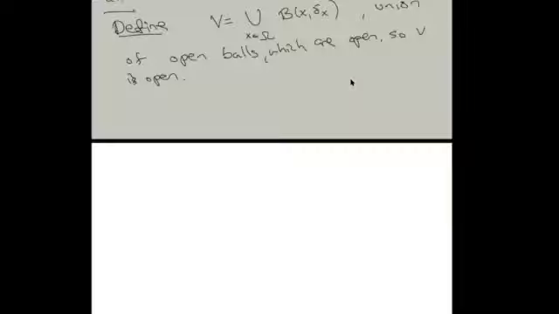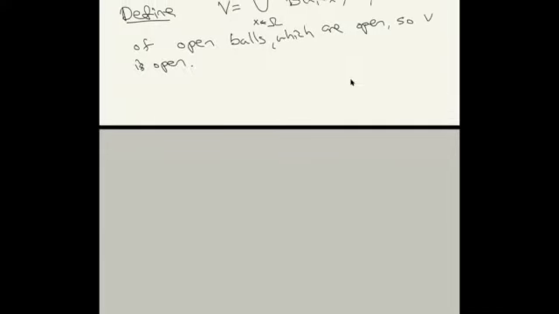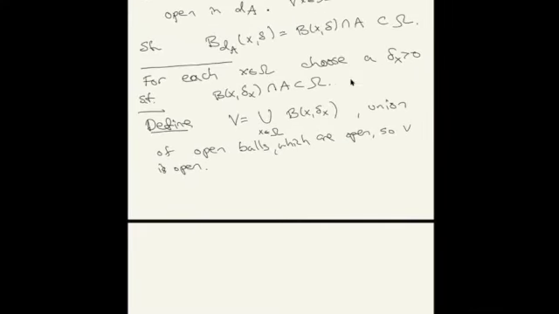So V is open. Now next, V intersected with A is equal to the union over x in omega of the intersection of the balls with A. Now each one of these is contained in omega, so the entire union is contained in omega. So we know that this is a subset of omega.